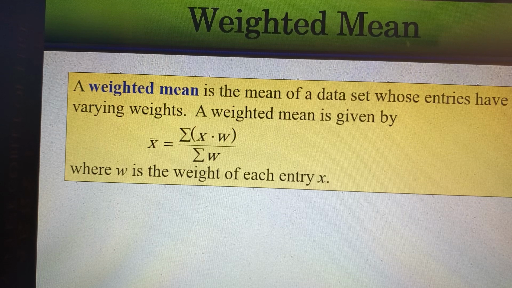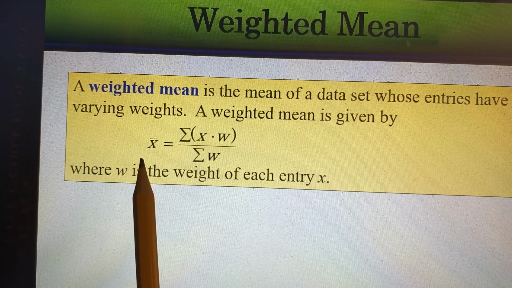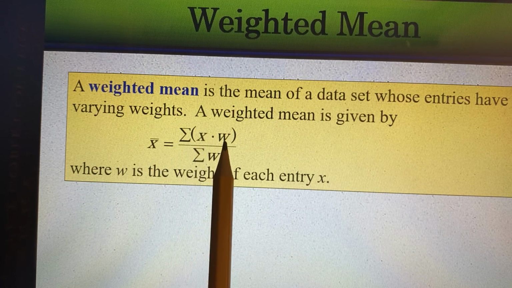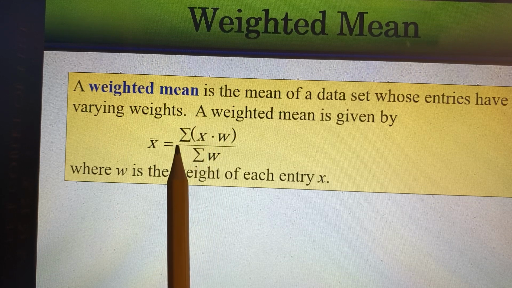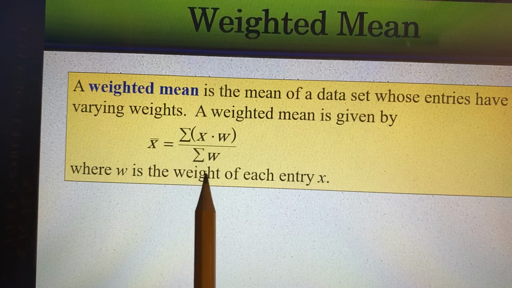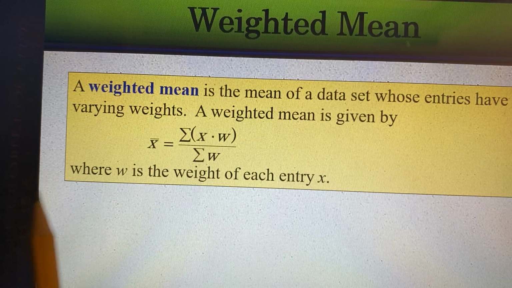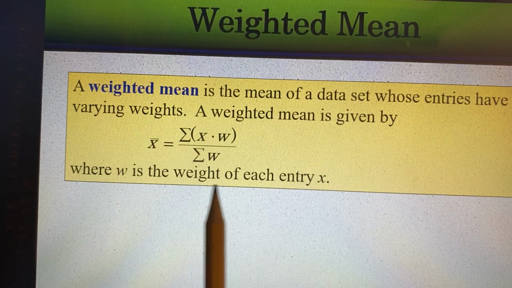A weighted mean is the mean of a data set whose entries have varying weights. A weighted mean is given by this formula where I have x bar, which is my sample mean, and we're going to calculate that by doing our x's times their weights. Once we get those products, we'll add them up, and we're going to divide by the sum of the weights. It tells you where W is the weight of each entry, which is X.